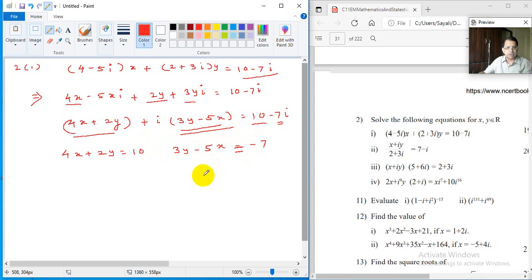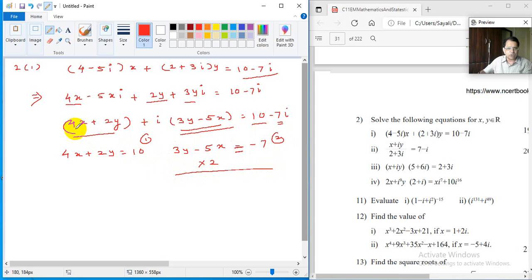Now we have to solve these two equations. So what you do is, I think we can multiply this by 2. Okay, so let's call this equation 1 and this equation 2, and we got this because of the equality of complex numbers. How do we equate two complex numbers? When the real parts are equal and the imaginary parts are equal, the complex numbers are equal.